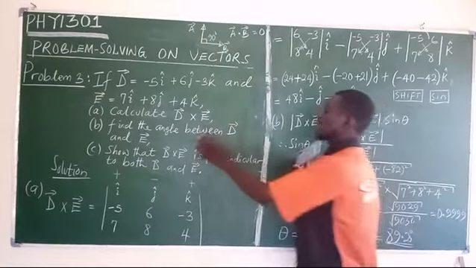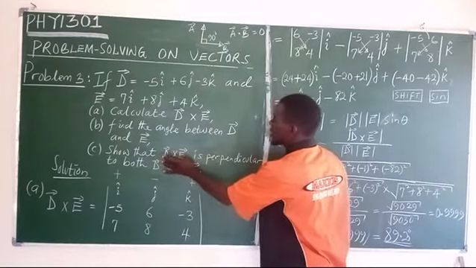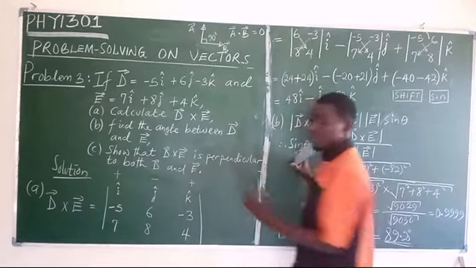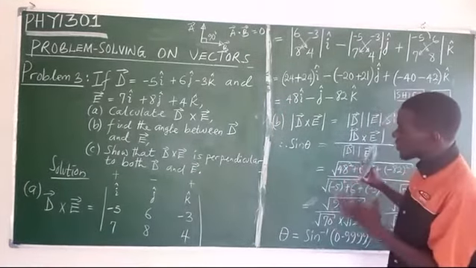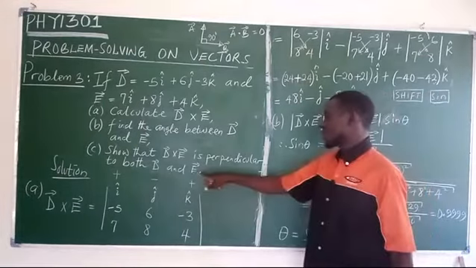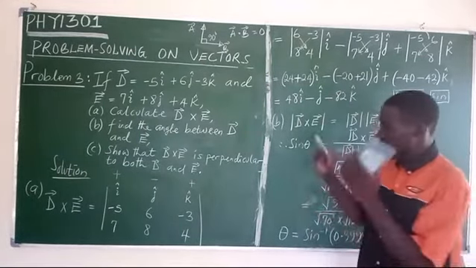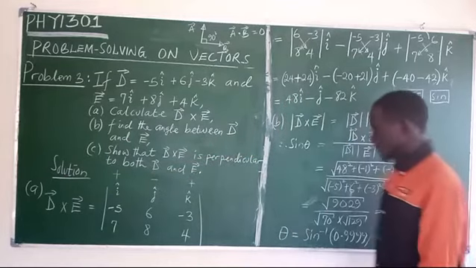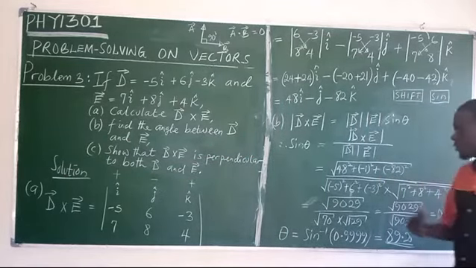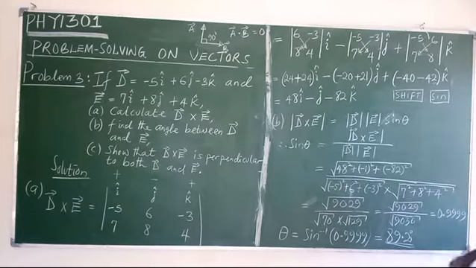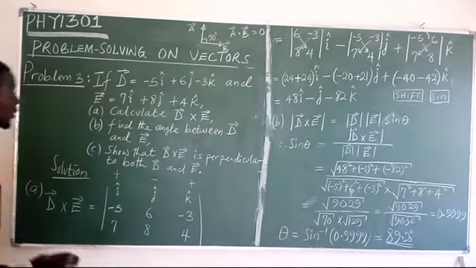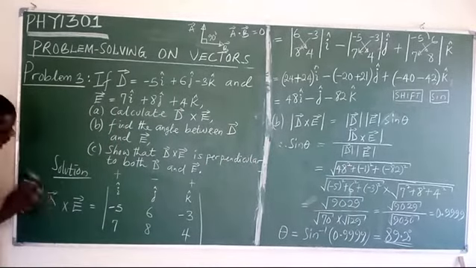Again, we take the same vector here, D cross E, and get its dot product with respect to E and see if it is zero. If we get zero, it means it is perpendicular to E. Then we conclude that this is perpendicular to both D and E. That's exactly what we are going to do now. Okay, I will have to clean this one to do that.